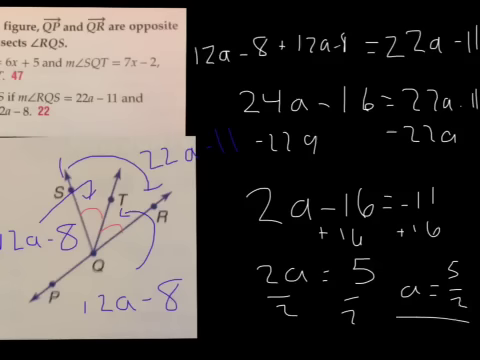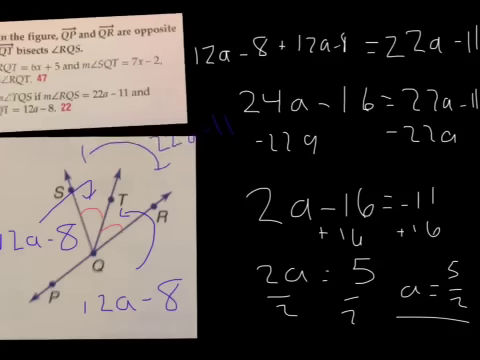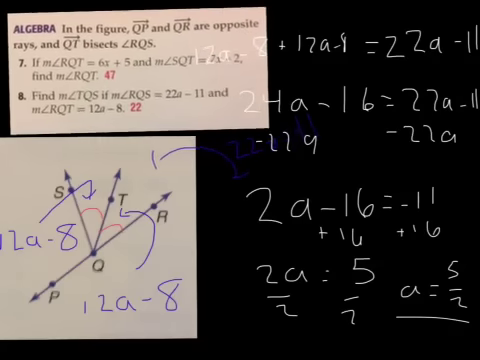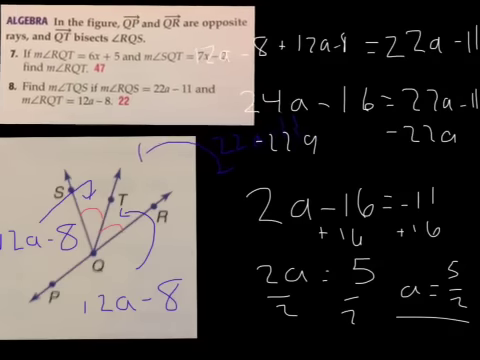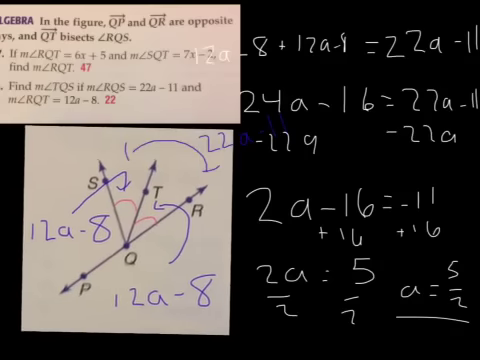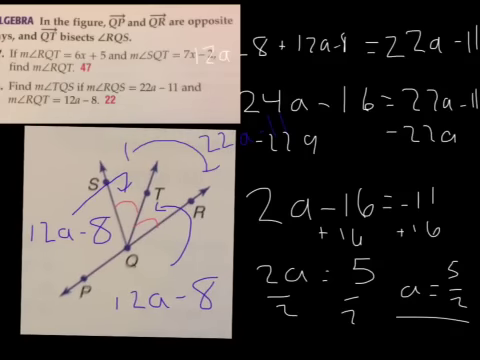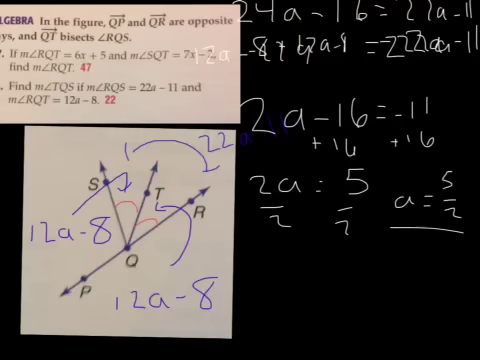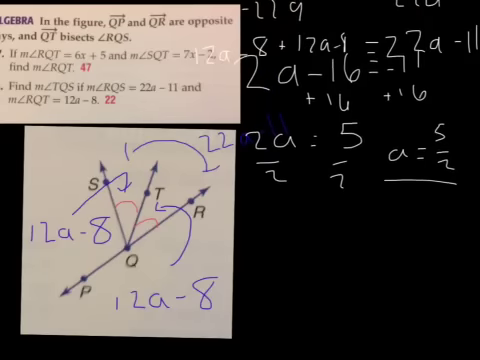One more time, what are they actually asking us to solve? They want us to solve for TQS. And we know that TQS, we labeled what that is. This TQS is equal to 12A minus 8. So if we plug in our A, we'll be able to solve for our answer. So I know that TQS is 12. Well, let me change to white here.